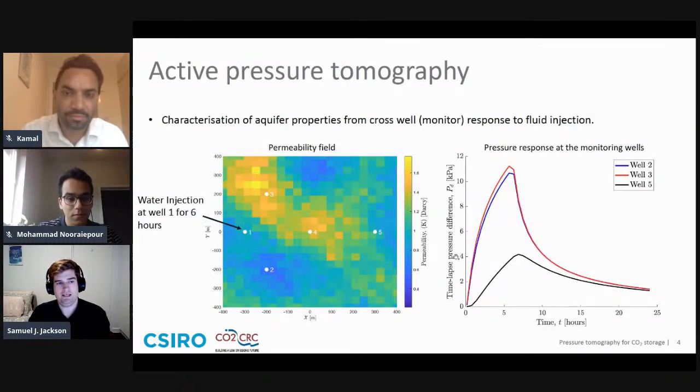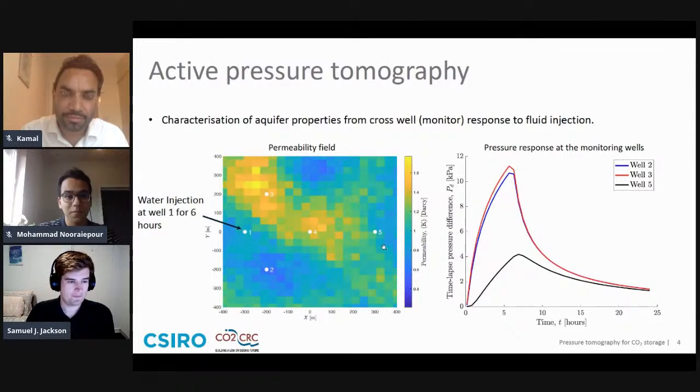So what I mean here is that we generate a pressure response in the field due to fluid injection, and we monitor that pressure. And that pressure allows us to have some characterization of the aquifer properties, or CO2 if we inject CO2.